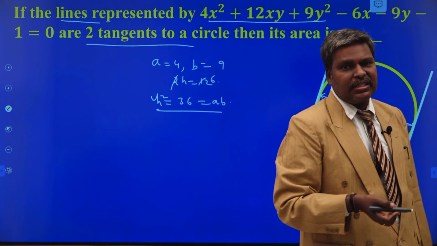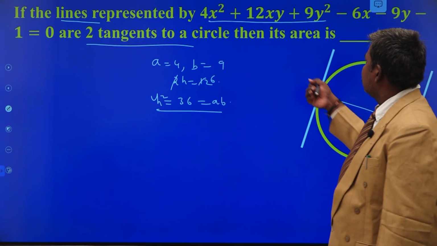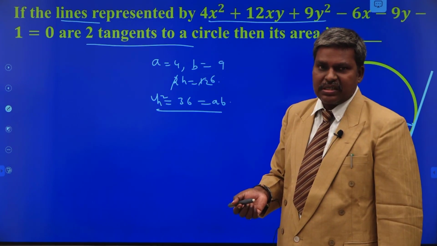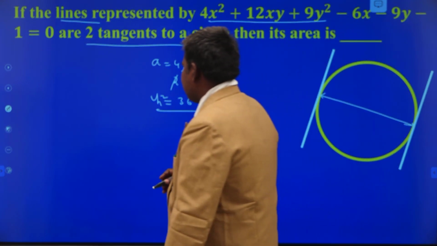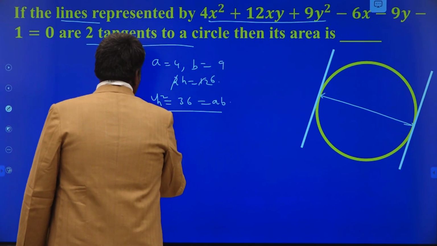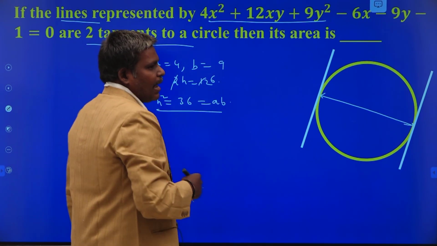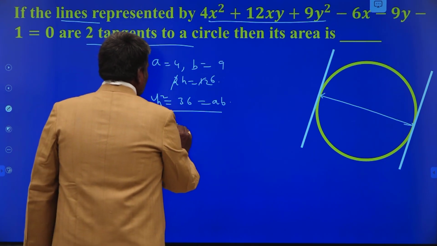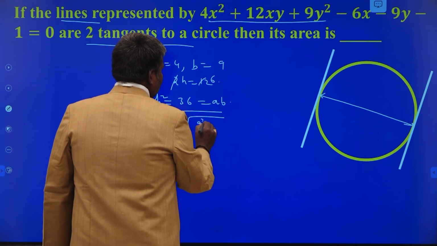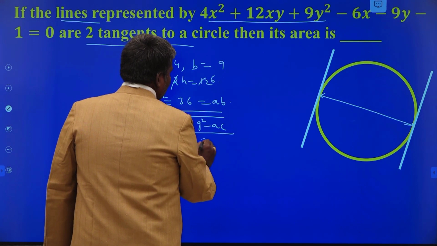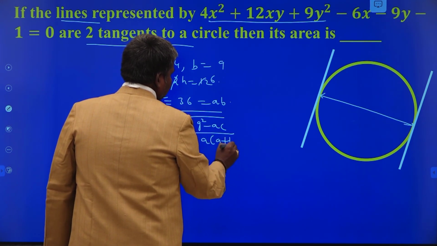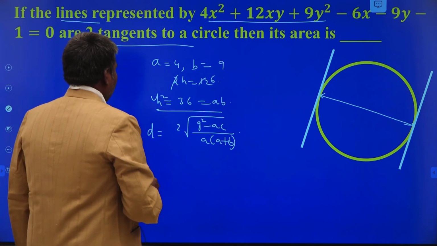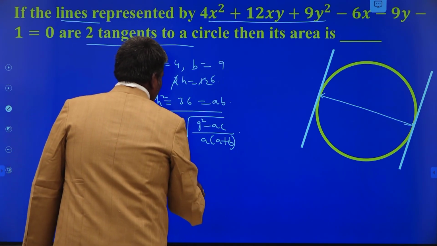Area of the, what you have to find out? Area of the circle, pi r square. Understand? So first of all, find the distance, that is the diameter, or the distance between the two parallel lines. In your pair of straight lines, it is nothing but 2 into square root of (g square minus ac) by (a into (a plus b)). Okay, this is the formula for the distance between the two parallel lines.